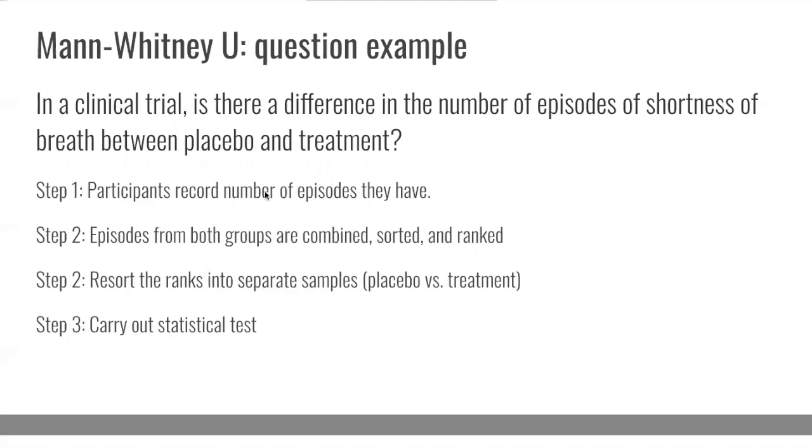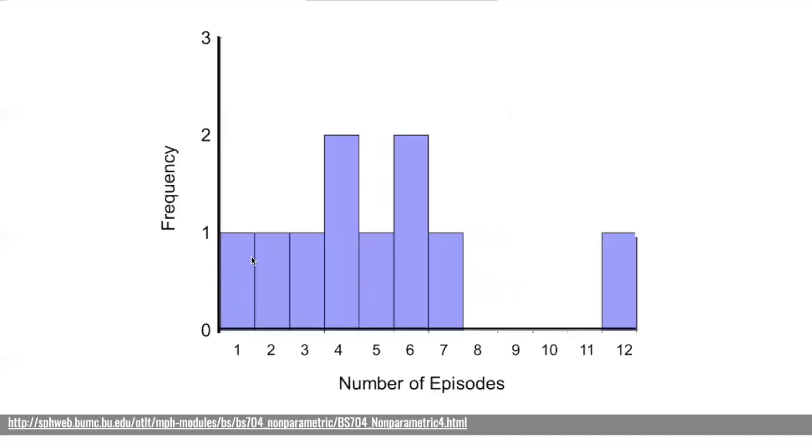To answer this question, what you would have to do is have participants record the number of episodes of shortness of breath they have. These episodes from both groups would then be combined, sorted, and ranked, and we're going to do this in just a second. You would then resort the ranks into separate samples.